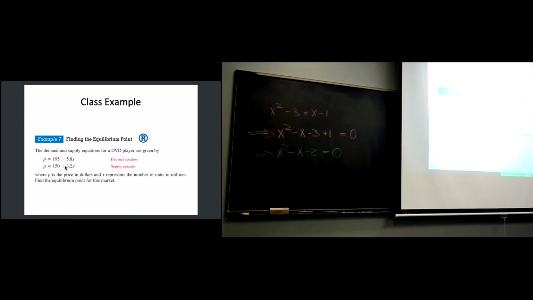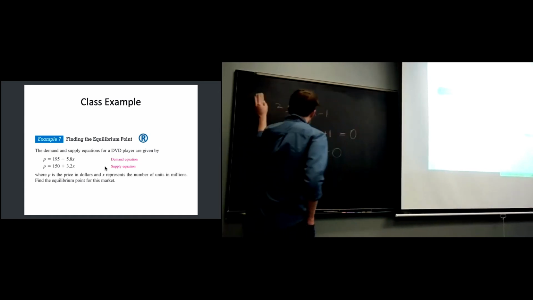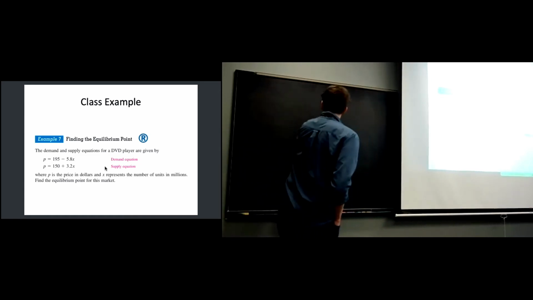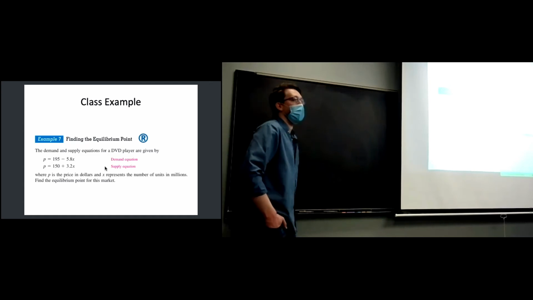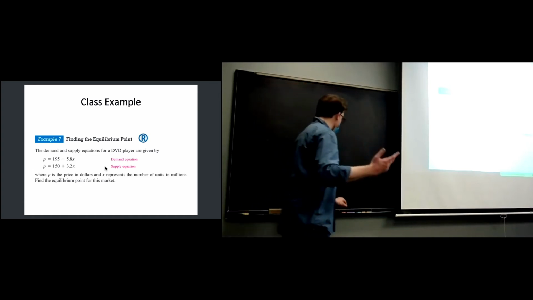So having said that, let's say we've got a demand equation and a supply equation for DVD players. For those of y'all who are not old enough to remember, DVDs are what we had before Blu-rays. I know it's been a few years. So if we want to find the equilibrium point, what are we going to do here? Just set them equal to each other.